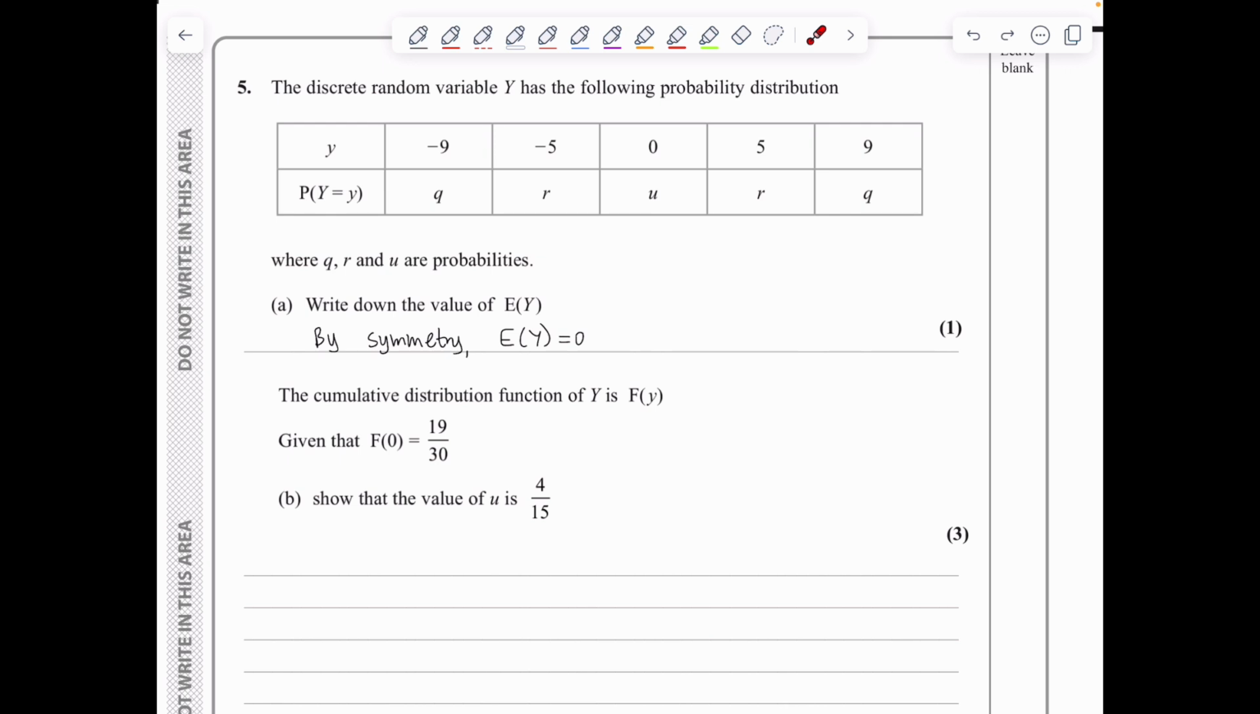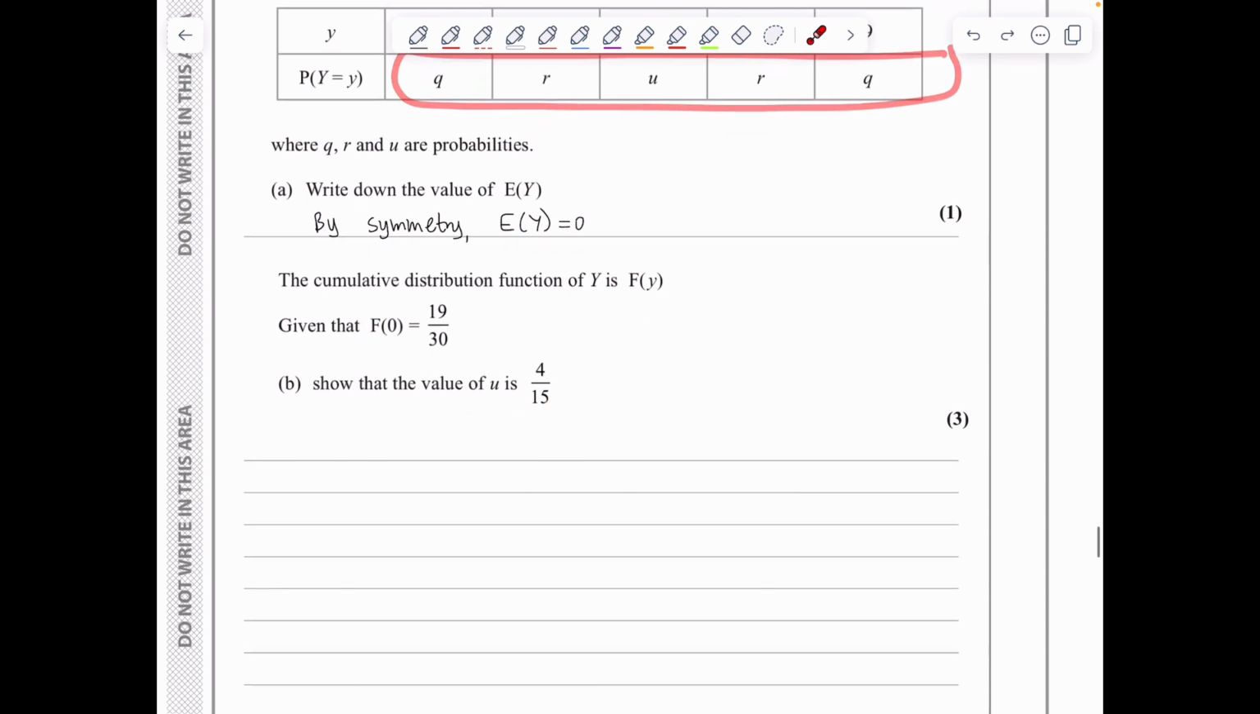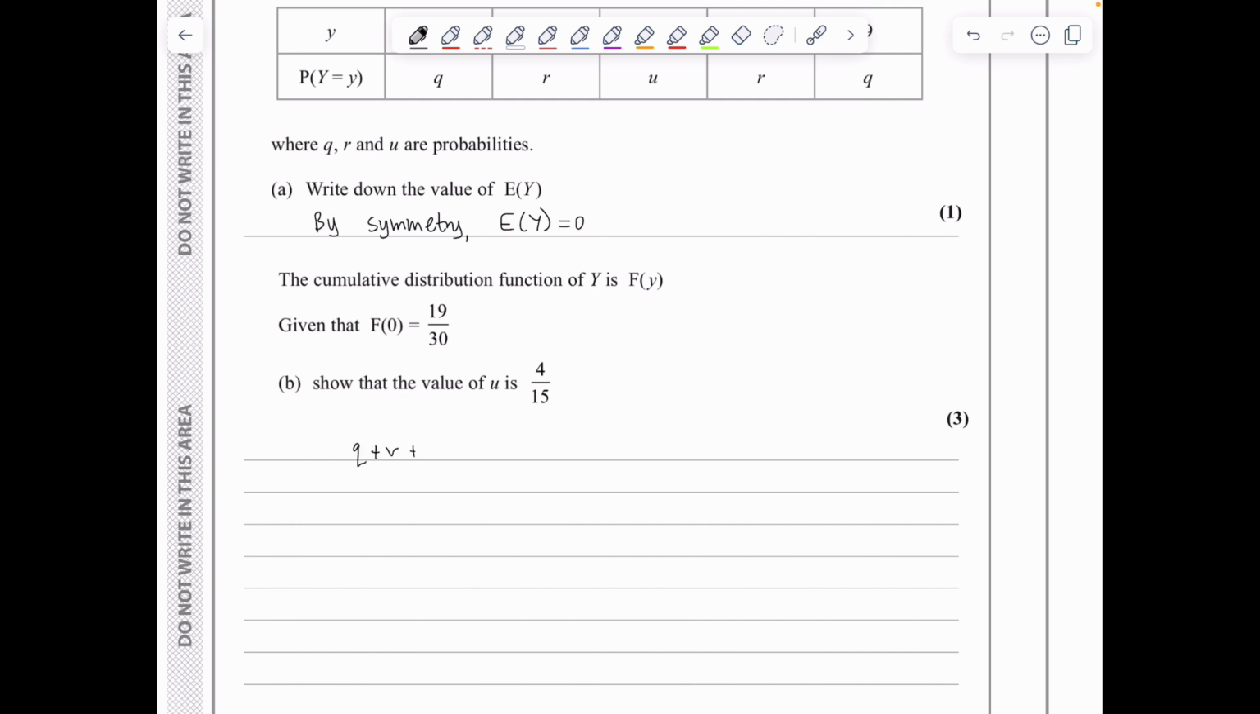In part B, we have that the cumulative distribution function capital F of y satisfies that capital F of 0 is 19 over 30, and we need to show that the value of u turns out to be 4 over 15. Well, I will start by saying that the sum of these should be 1. So we've got that q plus r plus u plus r plus q is equal to 1, leading to 2q plus 2r plus u is equal to 1.